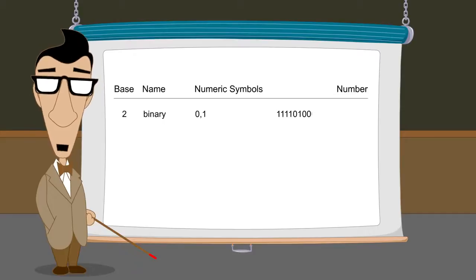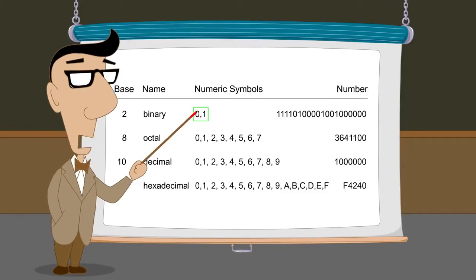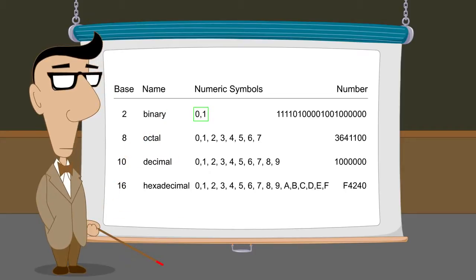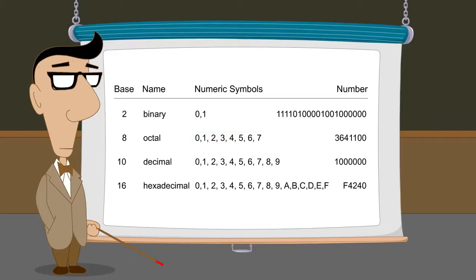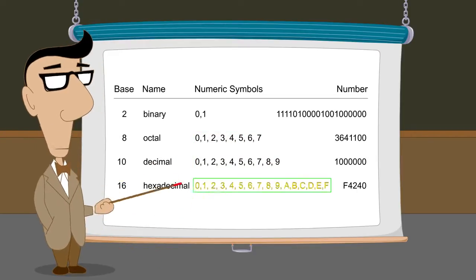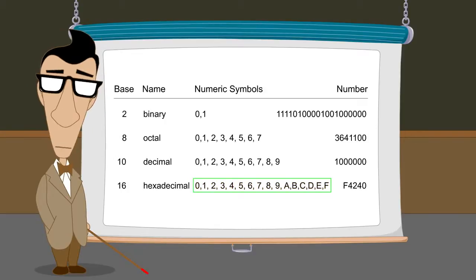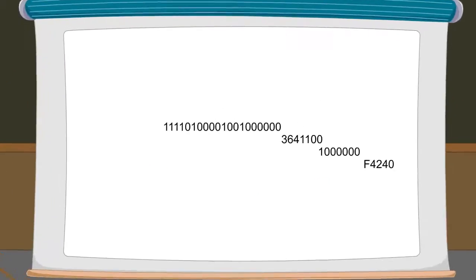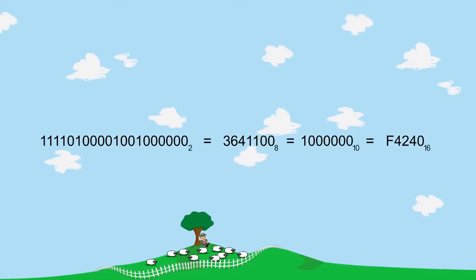So we have seen how the same natural number can be represented in base 2 using 2 numeric symbols, base 8 using 8 symbols, base 10 using 10 symbols, and base 16 using 16 symbols. But no matter how we choose to write this natural number, it still represents the same quantity.